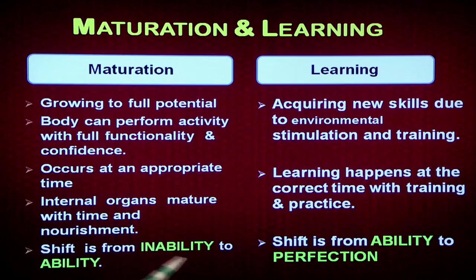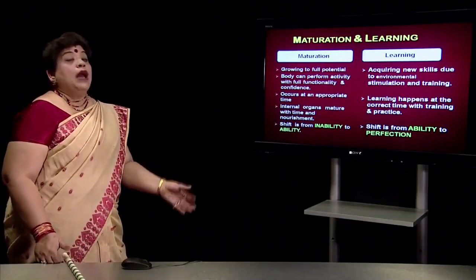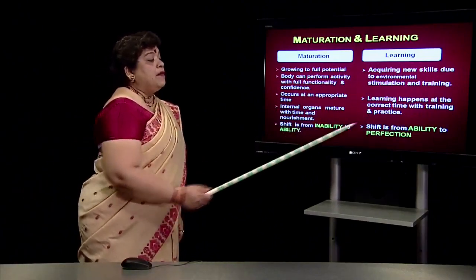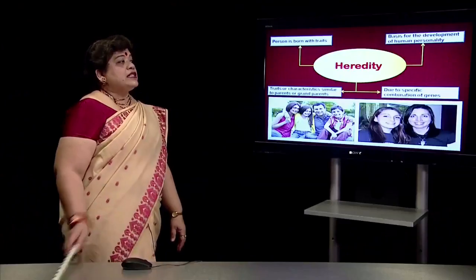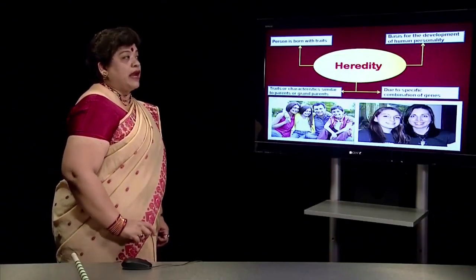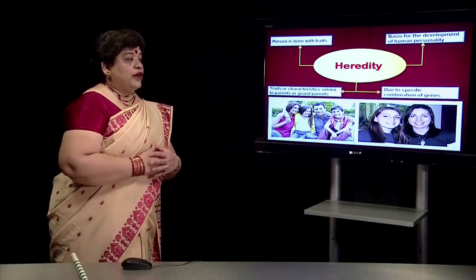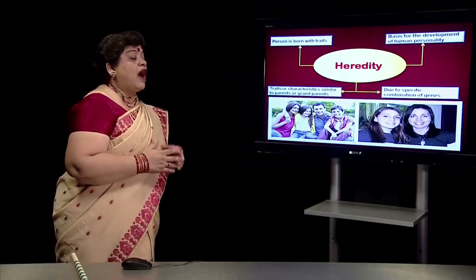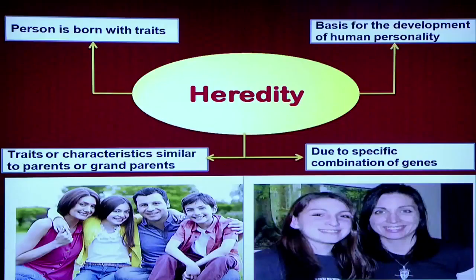Shift is from inability to ability. When we say maturation, then the child who was unable to do becomes able to do a particular skill or activity. But with learning, ability turns to perfection. Next important feature is heredity. When we say heredity, the person is born with traits that he or she adopts from his parents. It is very important for us to understand that when a child is born, very often we see that hair color is same, eye color is same, skin color is same and resembling that of the parents, because the child has adopted some traits from the parents.